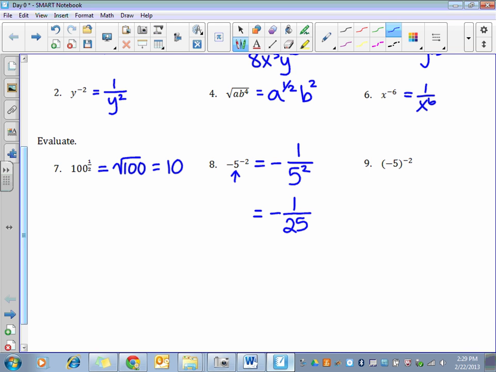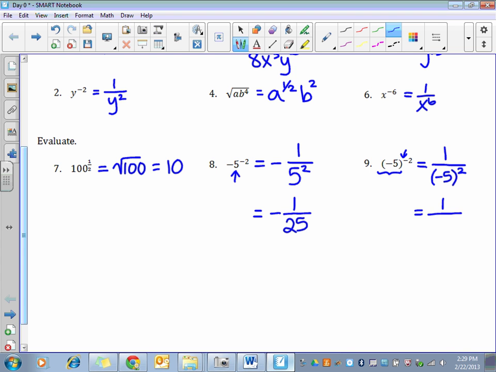Go ahead and look at number 9 and try it for yourself. As you can tell, number 9 is a little bit different because the base is not just 5, but the parentheses tell me that the base is negative 5. So when I am actually writing this, I need to remember the entire base is negative 5. Again, the negative exponent here tells me that I can rewrite this as 1 over the quantity negative 5 raised to the 2 power.